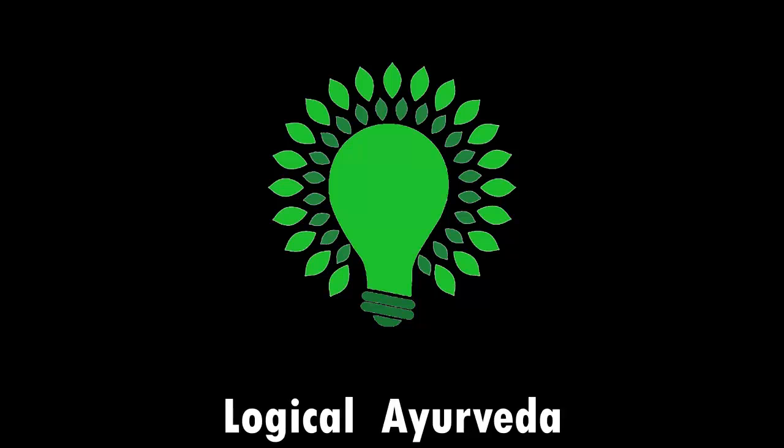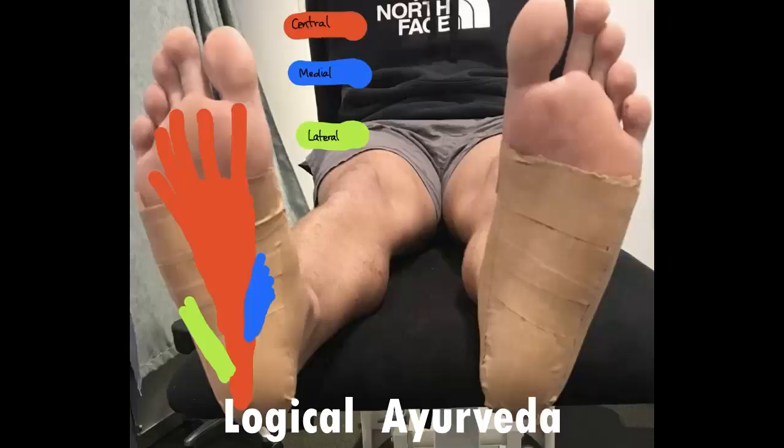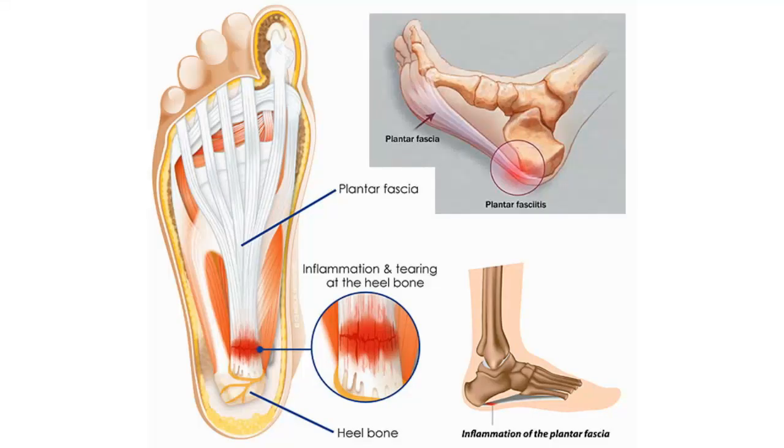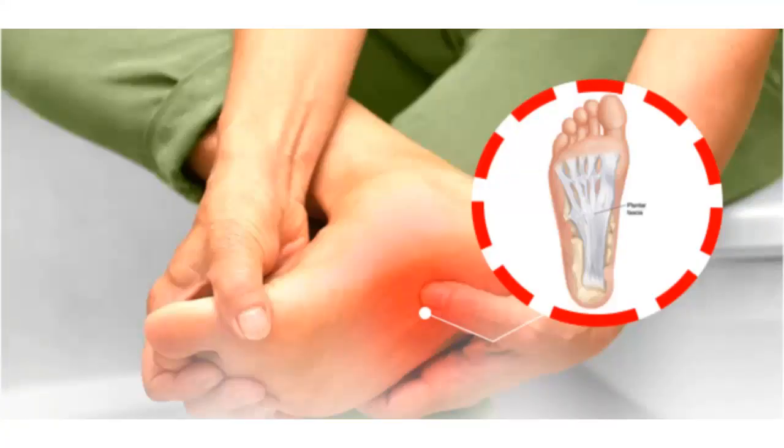Today we are going to learn about plantar fasciitis. Plantar fascia is a thick, flat band of tissue that runs along the base of the foot. Its duty is to connect the heel bone to the toes. Plantar fasciitis, as the name suggests, is the condition where the plantar fascia becomes inflamed or thickened and the patient will feel pain under the ball of the heel.